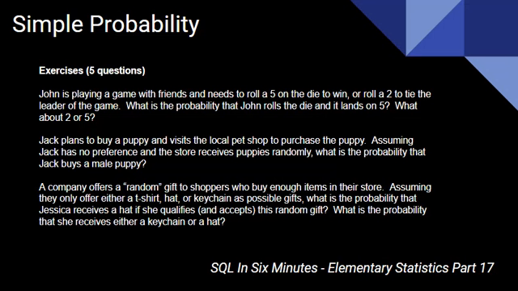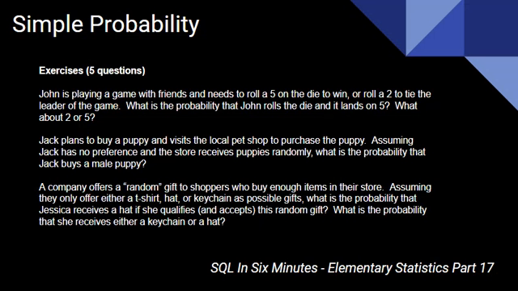All right, exercise 1. John is playing a game with friends and needs to roll a 5 on the die to win, or roll a 2 to tie the leader of the game. What is the probability that John rolls the die and it lands on 5? So there's 6 total possibilities. We're going with a standard die. 5 is 1 possibility, so the answer is 1 out of 6, which I believe is 16.666666, on and on and on. But 1 out of 6, that'll work for this one.